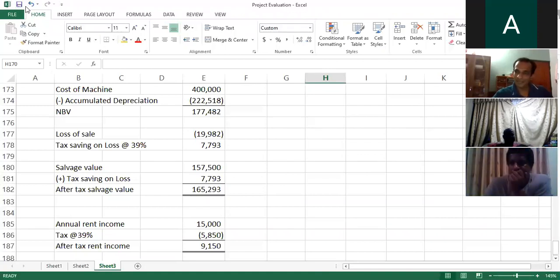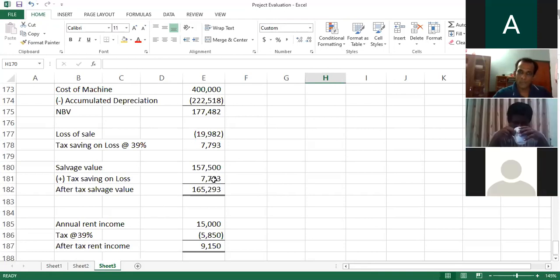Yes, sir. In this cost of machinery, this loss, tax saving on loss, in both instances why have we added? The first time, when it's a plus mark for the salvage value, don't we have to reduce it? Yeah. If there is a profit and the company has to pay tax, that should be deducted. But if there is a loss, why do you say it's a loss?